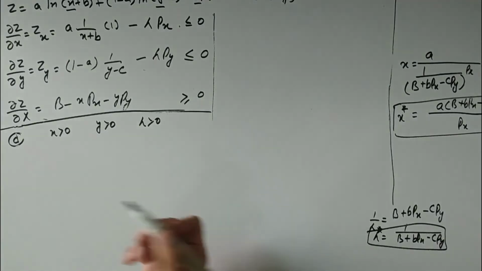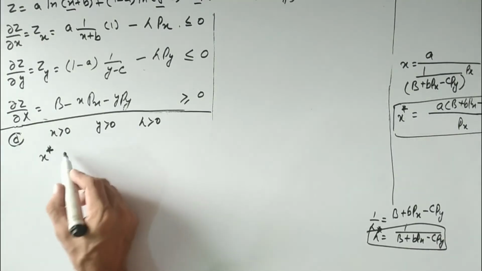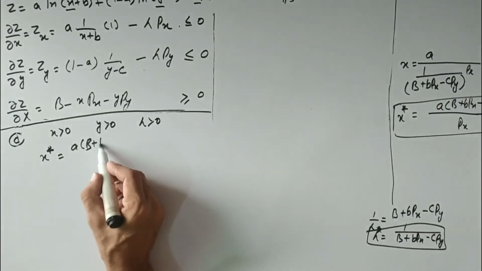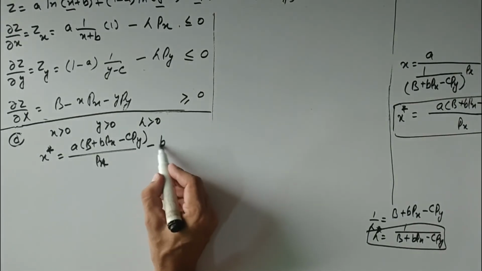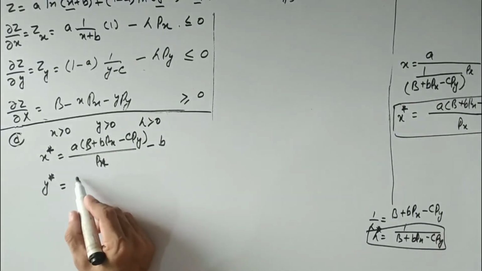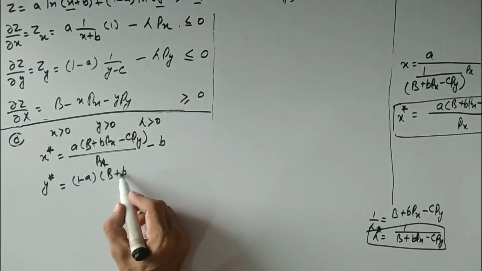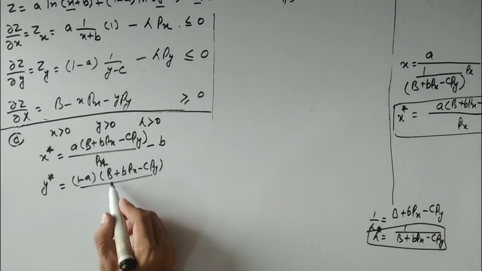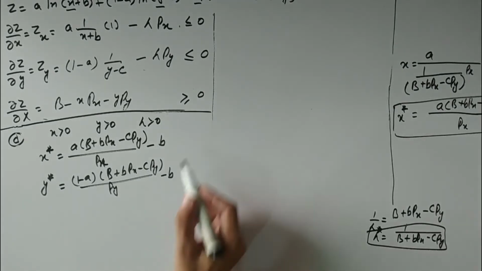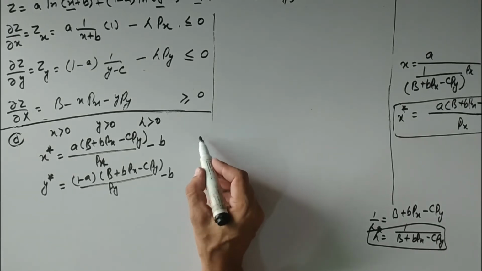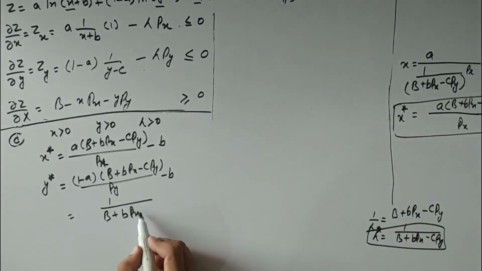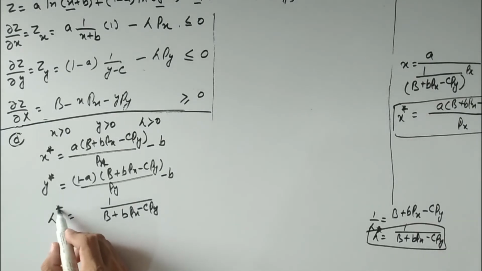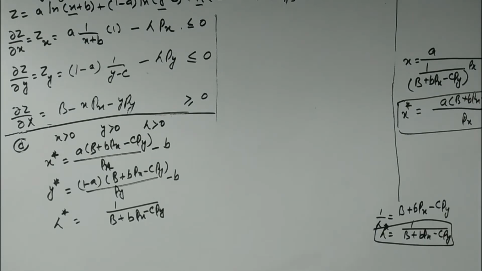Now we can write the optimal values, that is x star equals a into b plus b p of x minus c p y upon p of x, minus b. And similarly, y star is equal to 1 minus a into b plus b p of x minus c p y upon p of y, minus b. And lambda is 1 upon b plus b p of x minus c p y. So this will be lambda star. So these are the values.